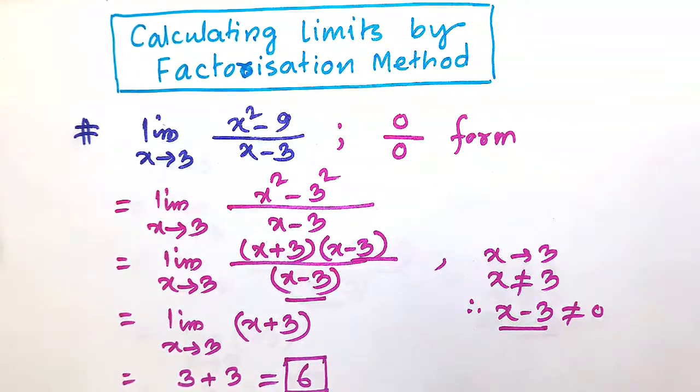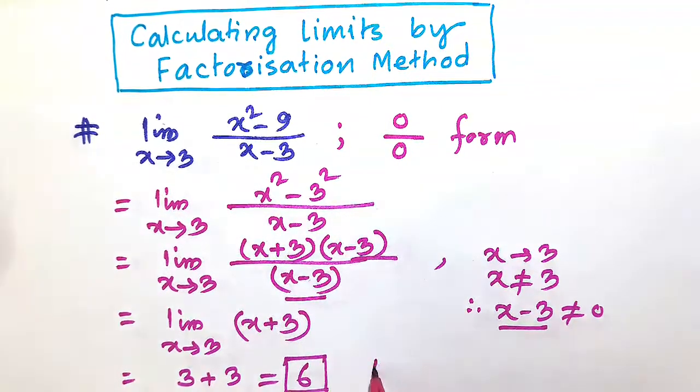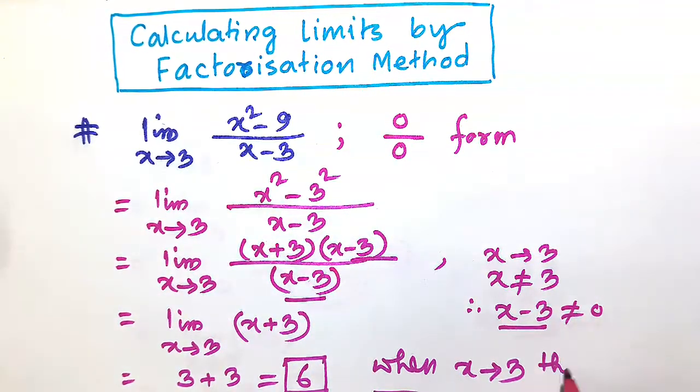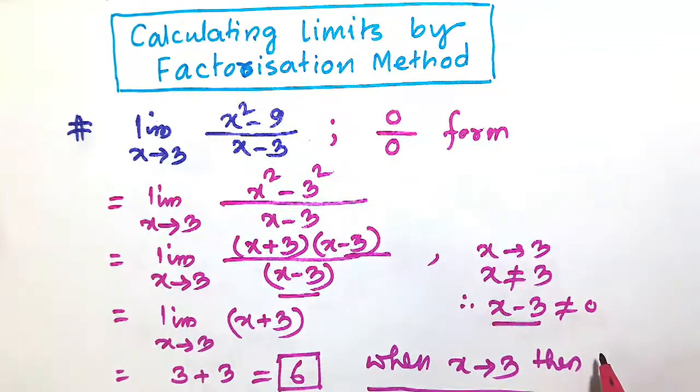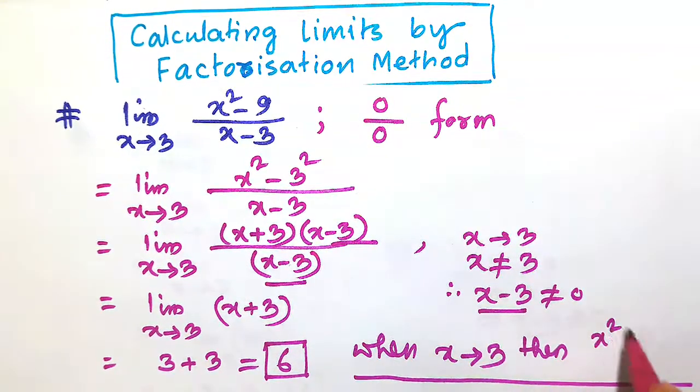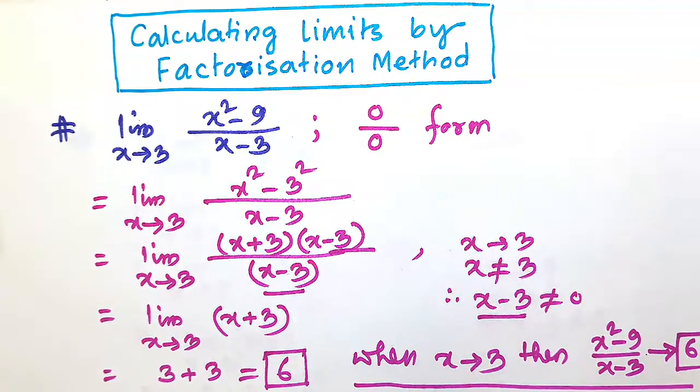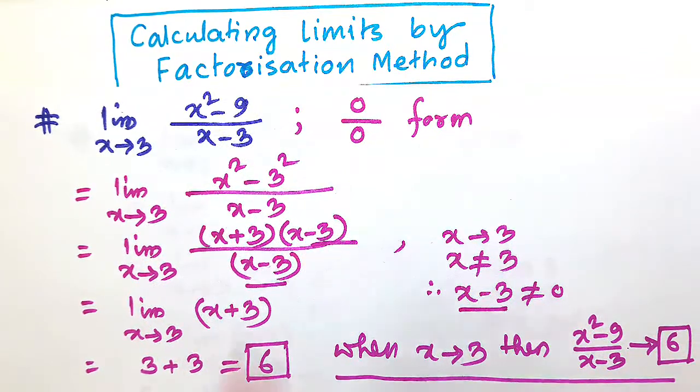So this is very important. When x tends to 3, then the function, that means x square minus 9 divided by x minus 3, is tending to the limiting value 6. This is an important case. Now we shall see the graphical representation of this limit.